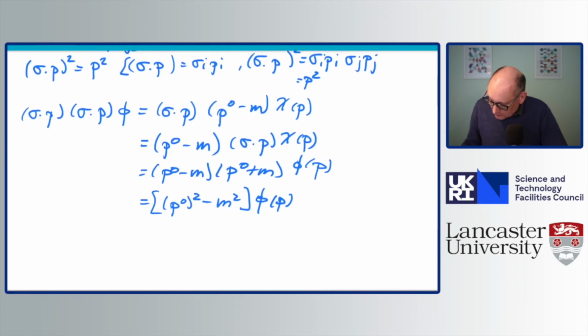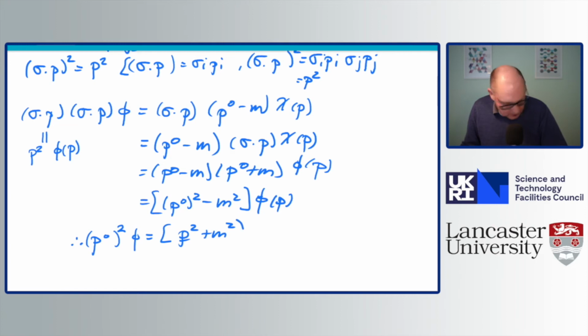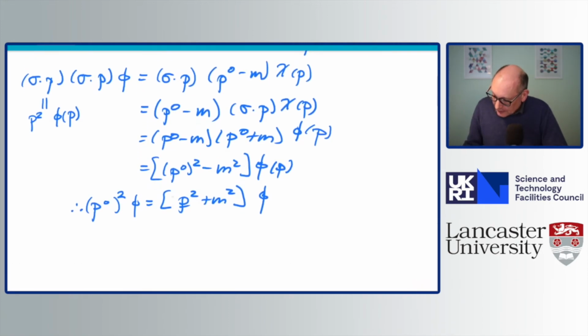So therefore, p naught squared minus m squared, and here we had that this is equal to p squared phi of p. So therefore, p naught squared on phi is equal to p squared plus m squared on phi. Good, so the energy squared is m squared plus p squared. That's really good.